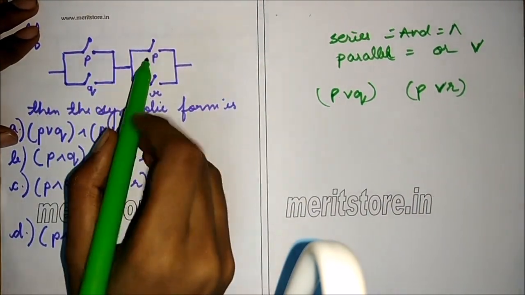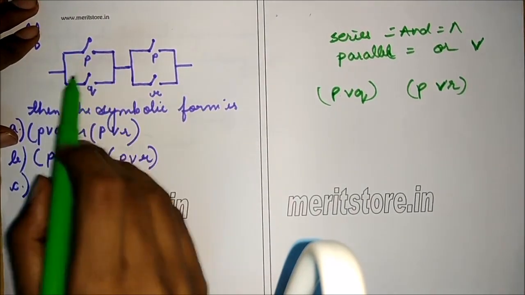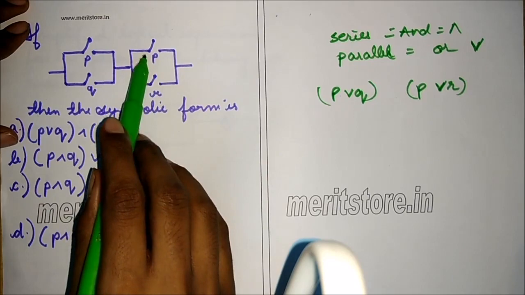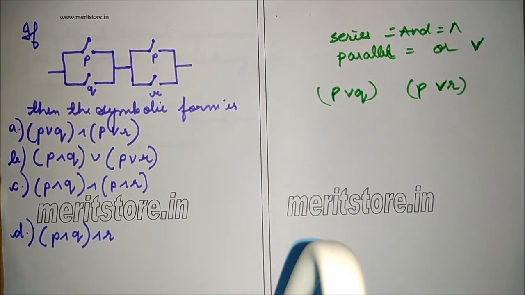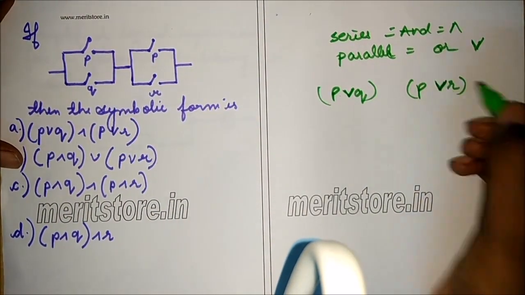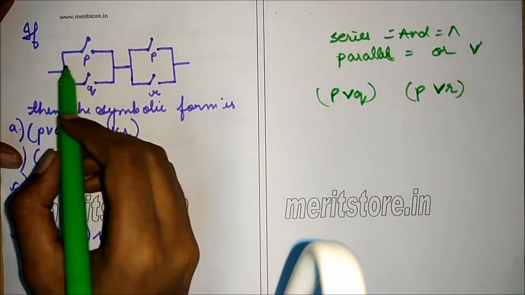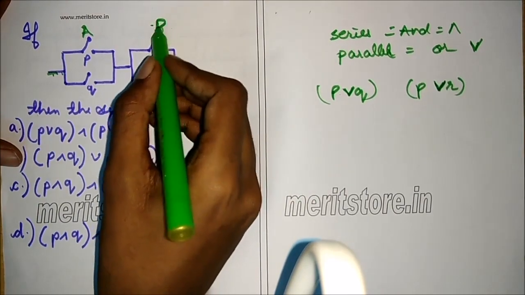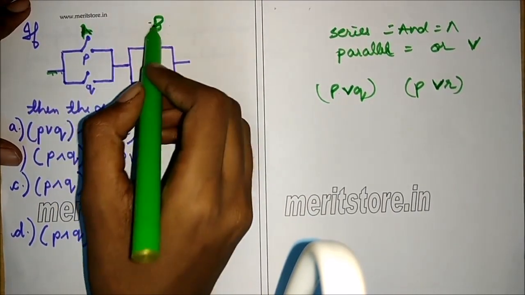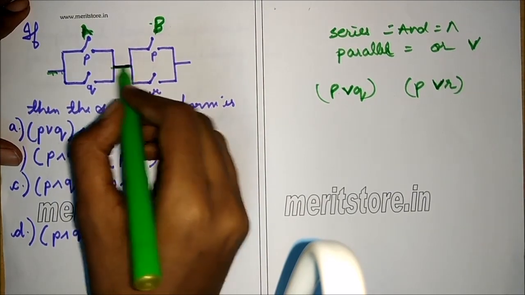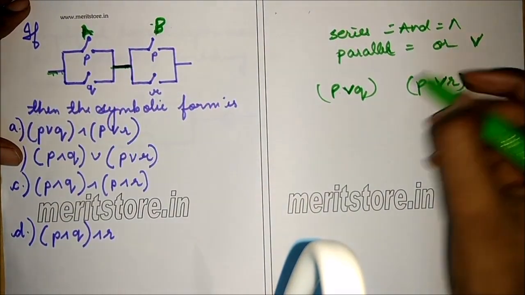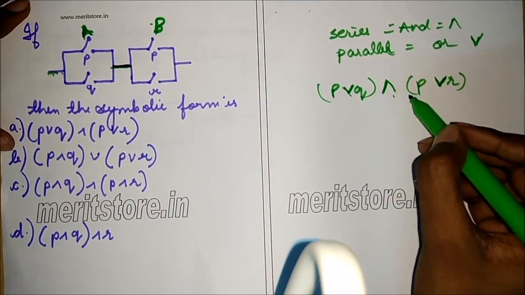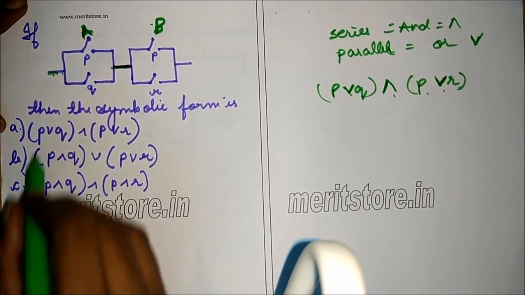We use OR because current can flow through either of the branches, that is, current can flow through switch P or switch Q. Similarly, current can flow through either switch P or switch R. Hence we use OR. And for current to flow from, let's say this is A and this is B, from A to B, they should be in series. So we'll be using AND. So the symbolic form will be P or Q and P or R, which is option A.